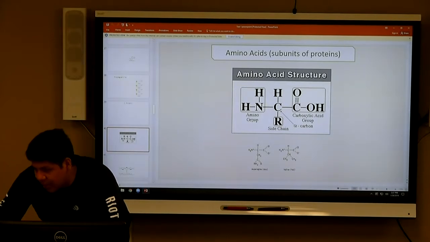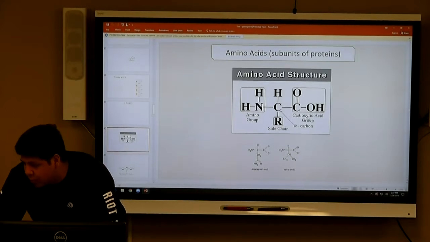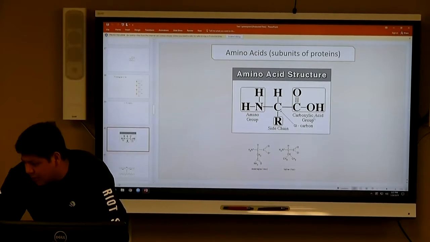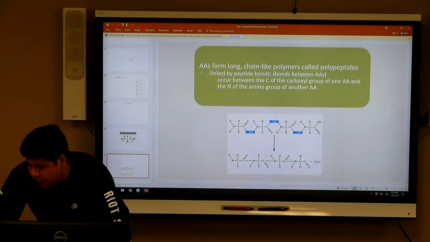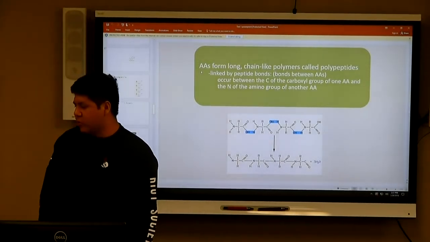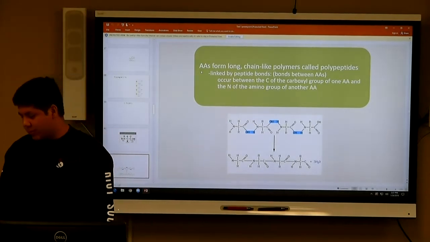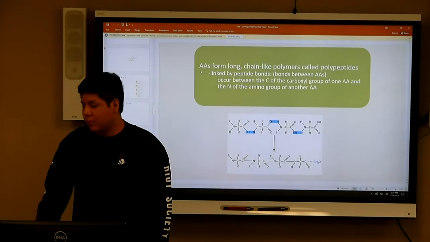And this is an amino acid structure. This is the amino group, side chain, carbon, and carboxylic acid group. Amino acids form long chain-like polymers, polypeptides, linked by peptide bonds.